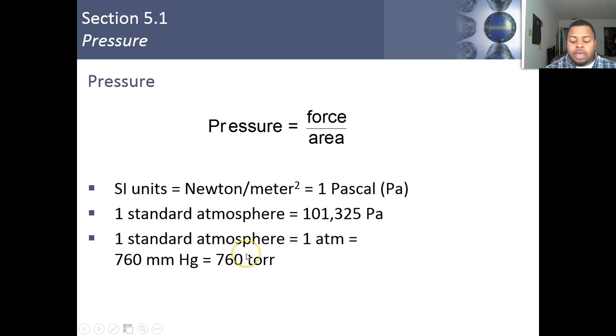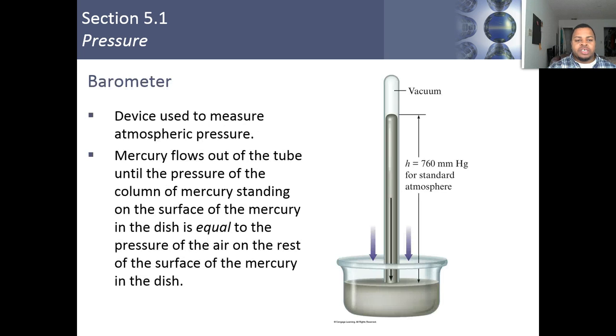Now, here are a couple other equivalences, or equalities, that you'll be using throughout. That 101.3 kilopascals is equal to 1 atmosphere, which is also equal to 760 millimeters mercury, or 760 torr. And we'll get to those just now.